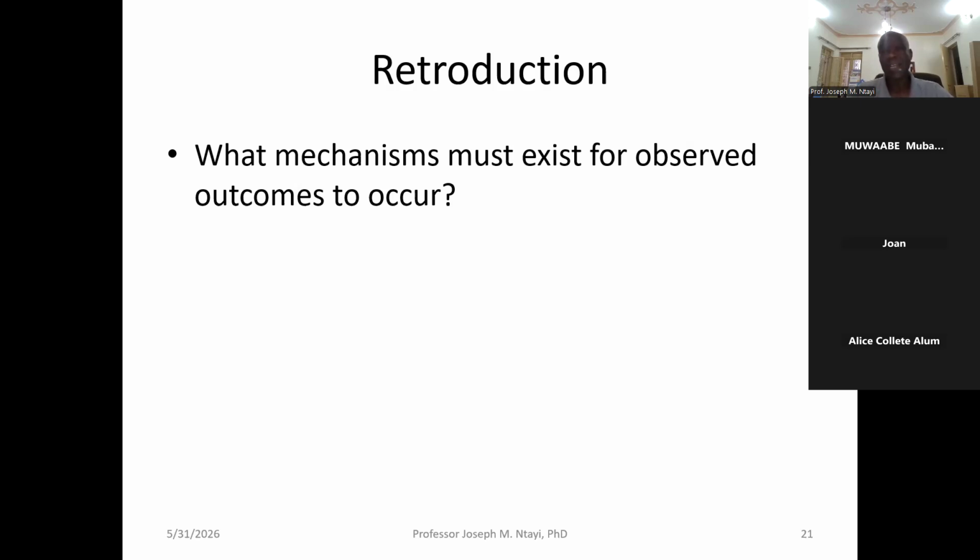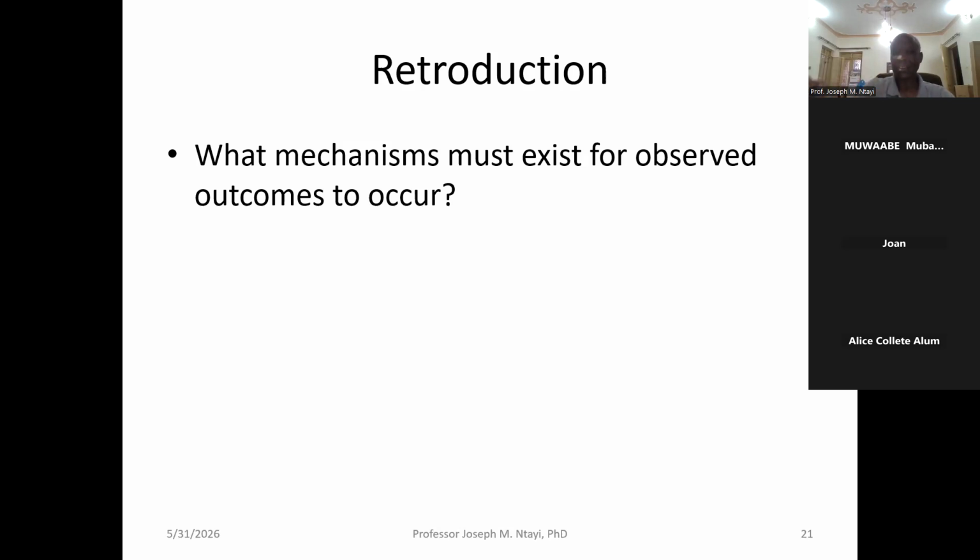So here researchers ask questions like, what mechanism must exist for these observed outcomes to occur? In other words, as you can see on the slide, these mechanisms must exist for observed outcomes to occur. This is an assumption you make, a realistic assumption on which critical realism is built. So the mechanism must be unearthed by your study, and that's why we dwell a lot on mechanism, ladies and gentlemen.